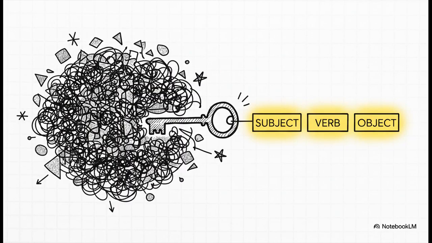And that really is the biggest takeaway here. It doesn't matter how long and fancy a sentence gets. It can be loaded with descriptions and extra clauses, but if you can find its core, that simple subject, verb, object structure, you can understand what it's truly saying. It really is your key.